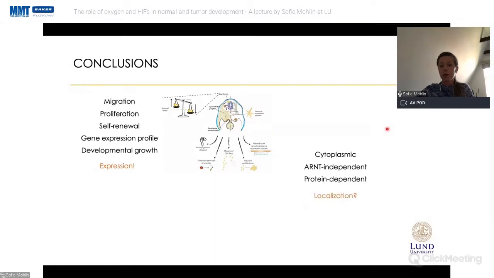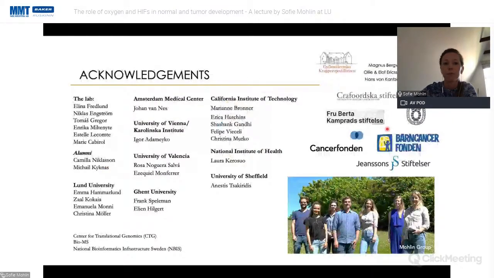So the question now is, what role does the localization play? Is there non-transcriptional functions? And how does this relate to tumorigenesis? And these are, of course, the questions that we are working on trying to answer.